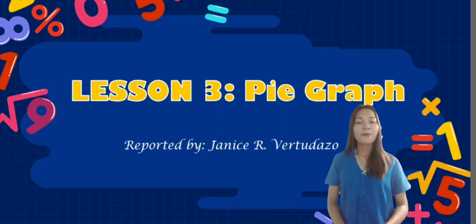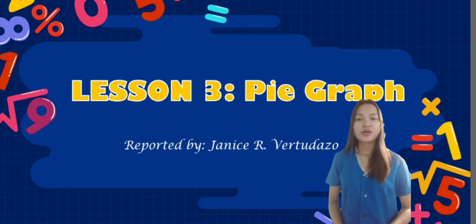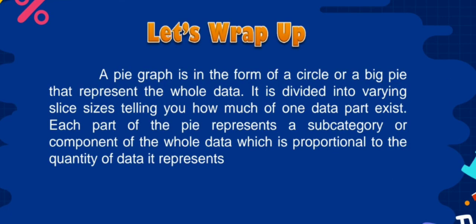Before we end our discussions for today, let's wrap up. A pie graph is in the form of a circle or a big pie that represents whole data. It is divided into varying sizes telling you how much of one data part exists. Each part of the pie represents a subcategory or component of the whole data, which is proportional to the quantity of data it represents.